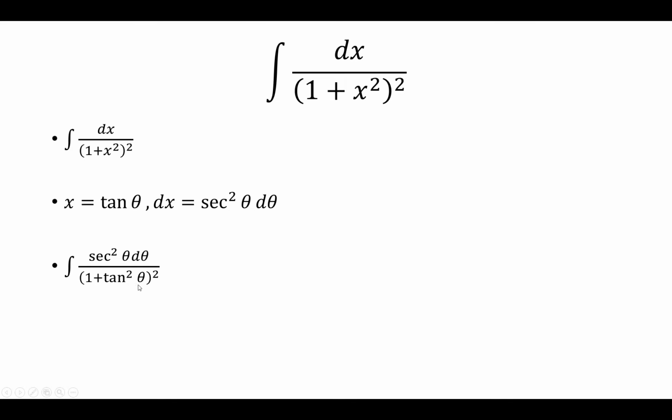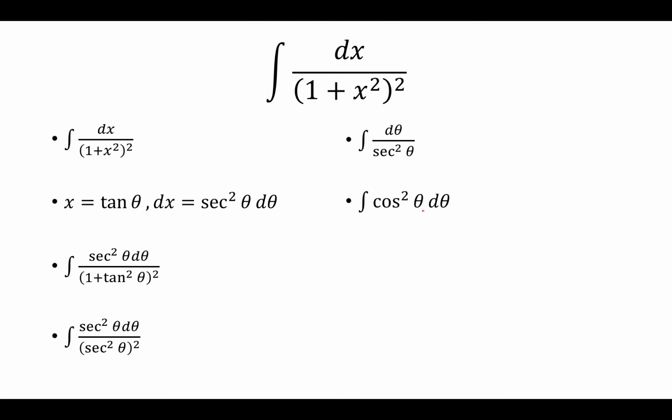And we know 1 plus tangent squared is just secant squared. So plug that in. And so we have secant squared over secant squared squared. So the secant squared from the top is going to cancel. And so we have just d theta over secant squared, which is just 1 over cosine squared. So that comes on the top as cosine squared.